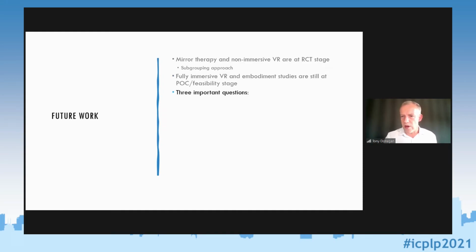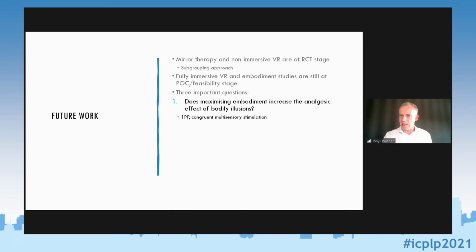But I think there are 3 important questions that need answering. If we maximize embodiment in VR, does that increase the analgesic effect of bodily illusions?